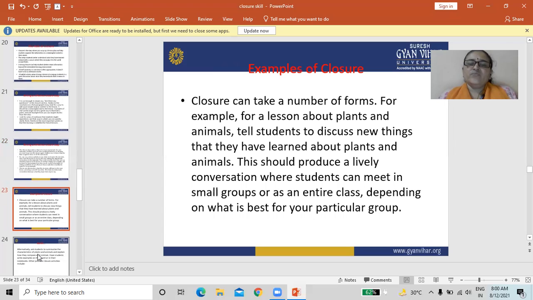For example, for a lesson about plants and animals, tell students to discuss new things that they have learned about plants and animals. This should produce a lively conversation where students can meet in small groups or as an entire class, depending on what is best for your particular group.